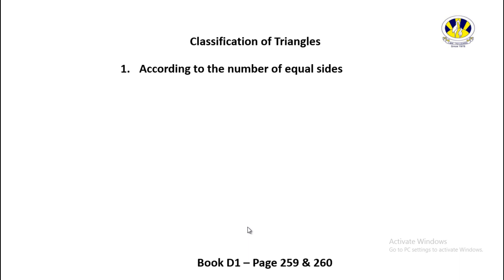Consider the blue triangle on the left. All 3 sides of this triangle are different in size. This is called a scalene triangle. Scalene means no sides are equal.